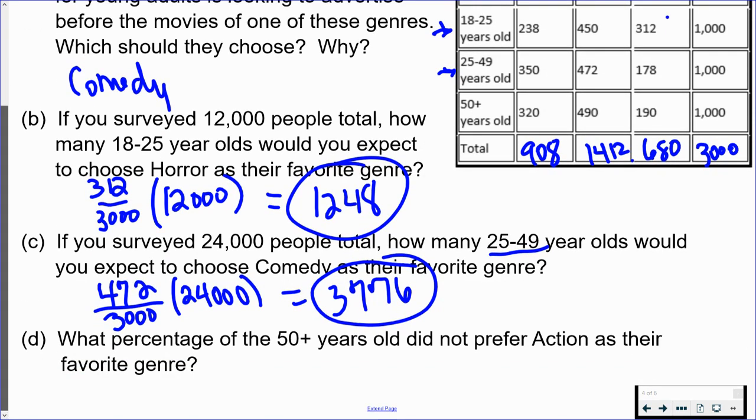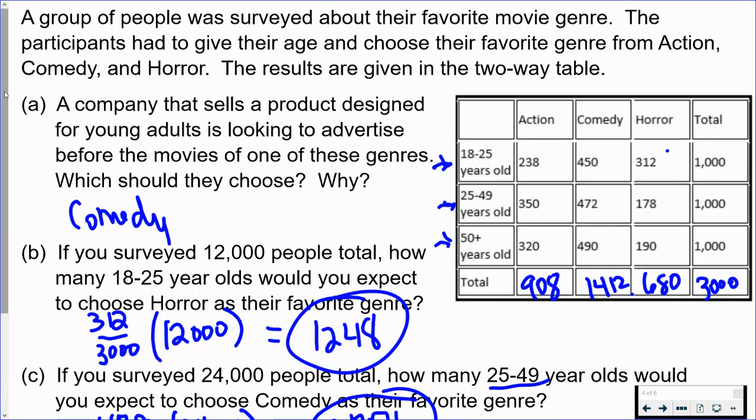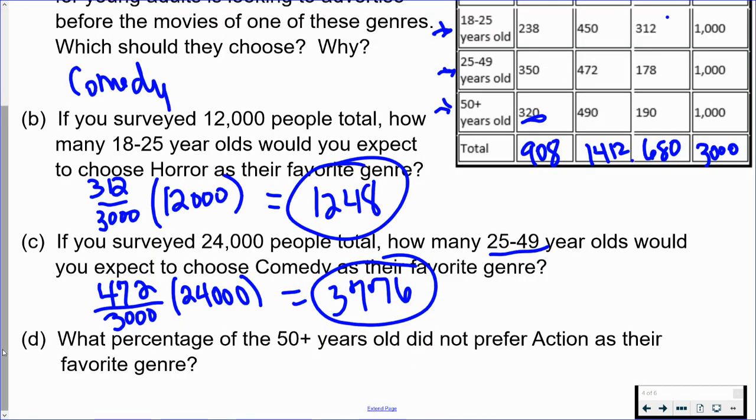All right, let's take a look at question D. We'll go back up if we need to for the survey. What percentage of the 50-plus-year-olds did not prefer action as their favorite genre? All right, so we want to look up at the percentage of 50-plus-year-olds that did not prefer action. So let's go up and take a look. We're looking at this third row now. 320 preferred action, so I'm just going to take that away. You could also just add the other two, 490 plus 190 for the other two columns.